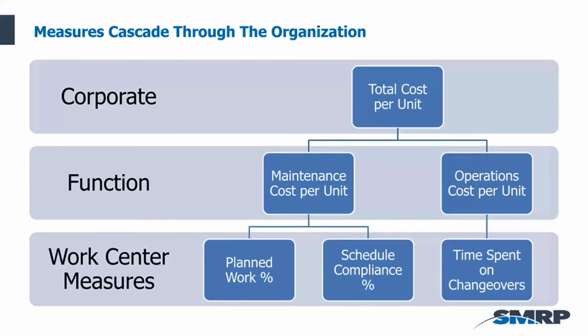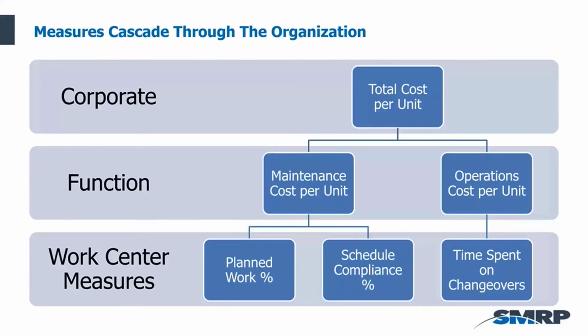When we set up measures, they should be able to cascade down through the organization. And so when we think about it at a corporate level, you might be looking at a lagging indicator, that's the total cost per unit. At the function level, whether it's maintenance or operations, you could be looking at maintenance cost per unit or operations cost per unit, again, lagging indicators.